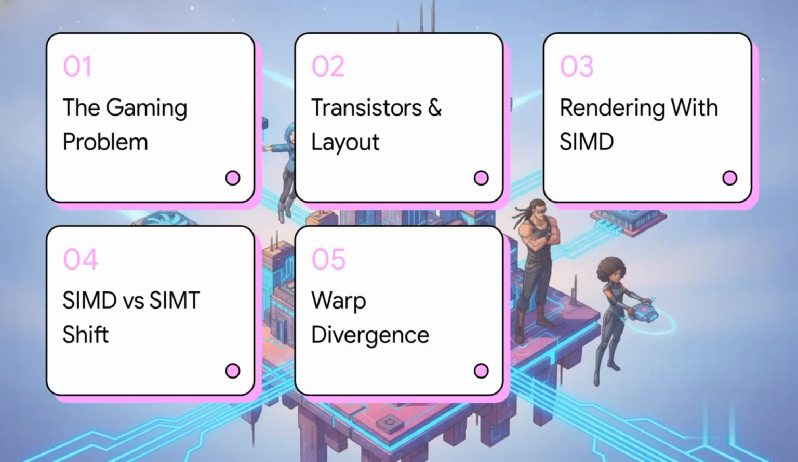So, here's our roadmap for today. First, we've got the gaming calculation problem. Second, transistors and GPU layout. Third, rendering games with SIMD. Fourth, the SIMD versus SIMT shift. And finally, number 5, solving warp divergence.